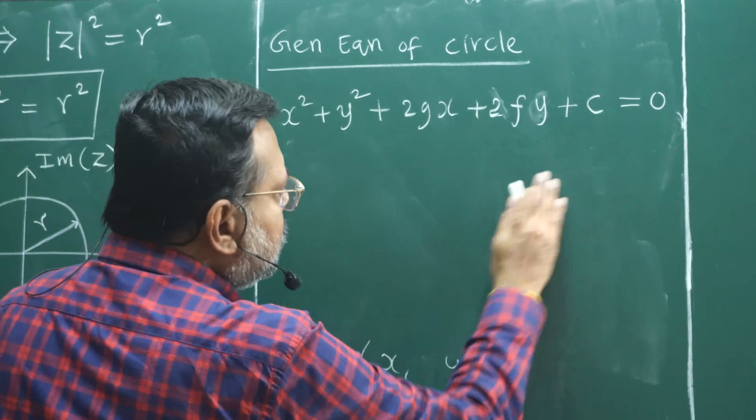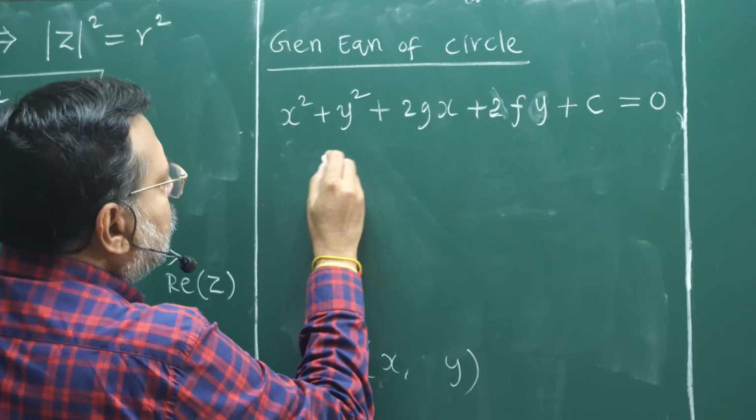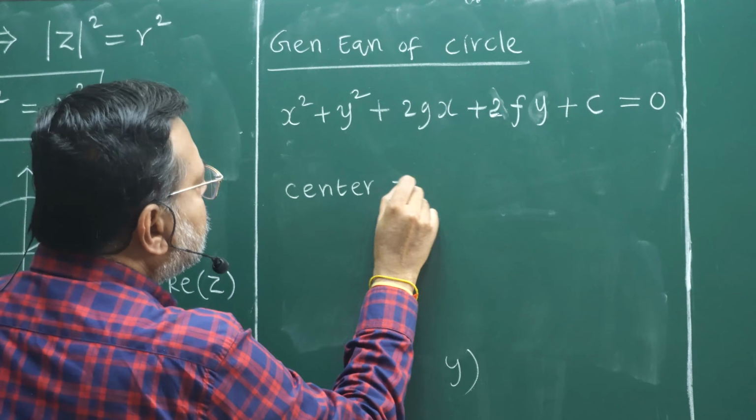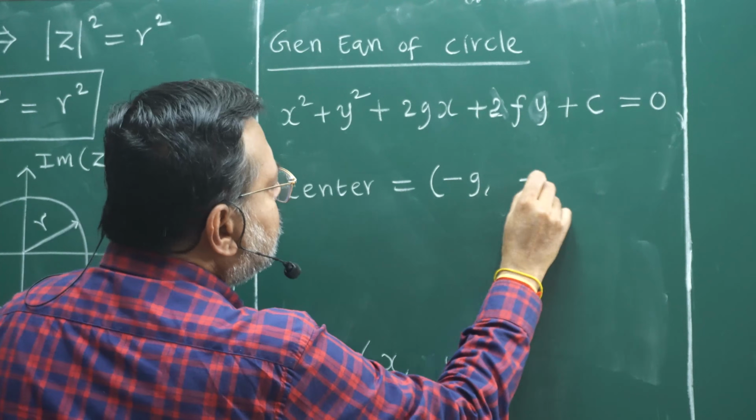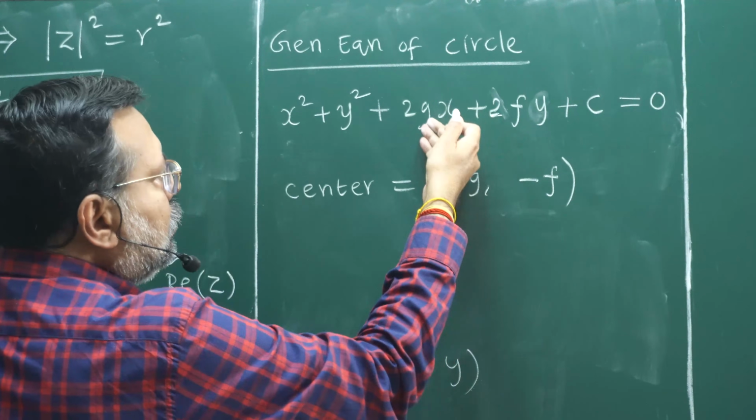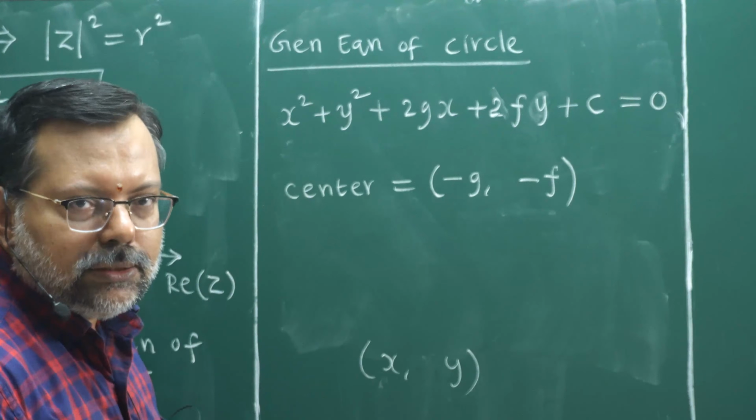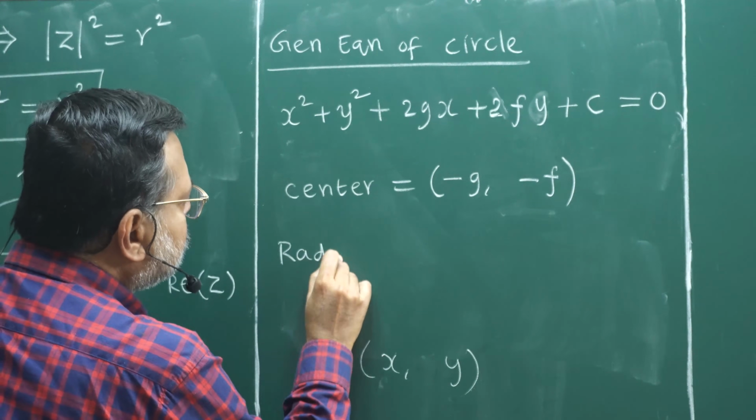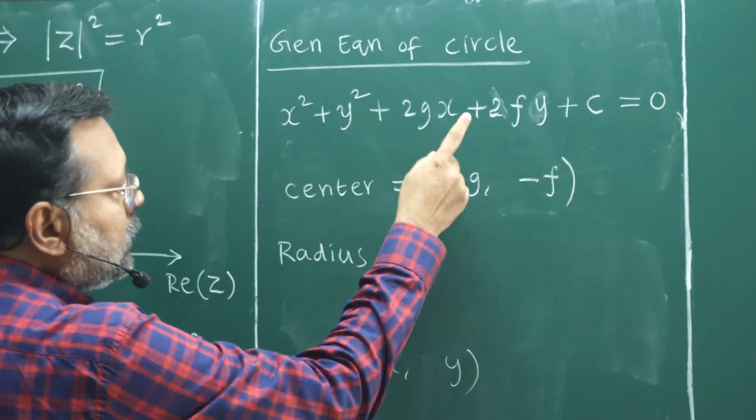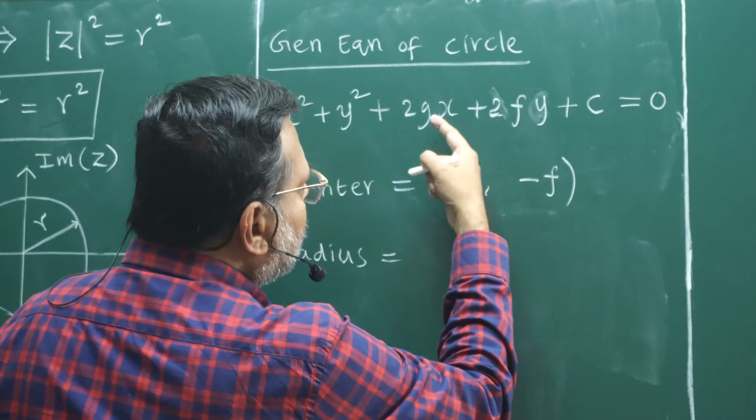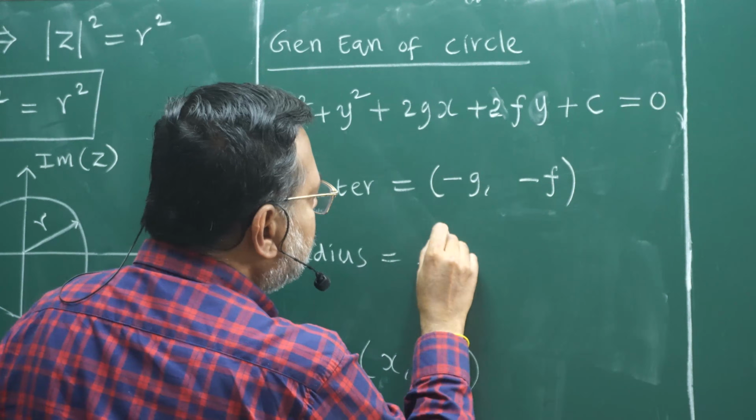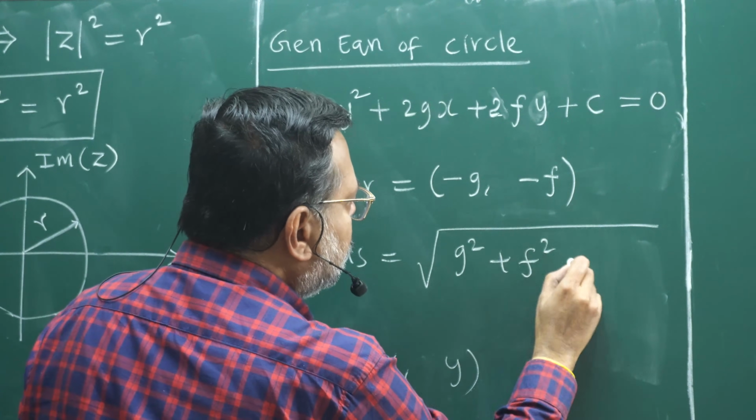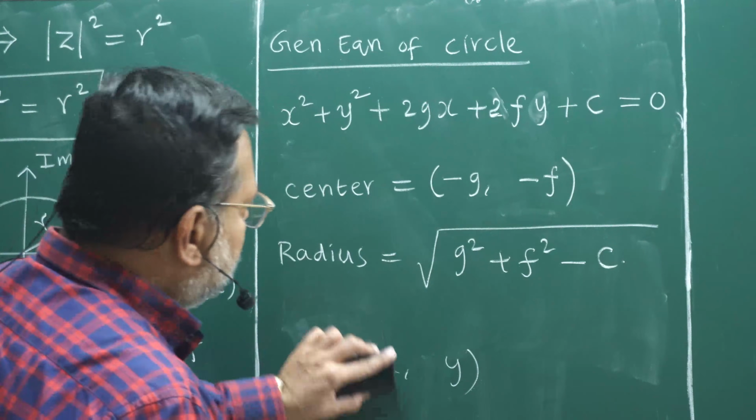Now, this is the general equation of the circle, we can quickly write down the center of the circle. The center is given by minus g comma minus f. You simply find out what is minus g and what is minus f, and that is the center. And then the radius of the circle will be given by a combination of g, f and c. So let me write this down: the radius is the square root of g square plus f square minus c, and that's it.